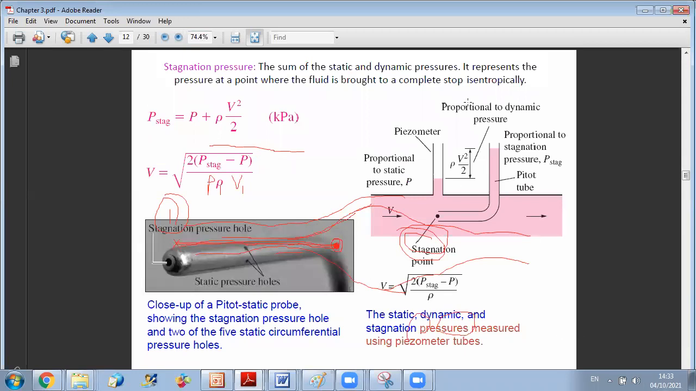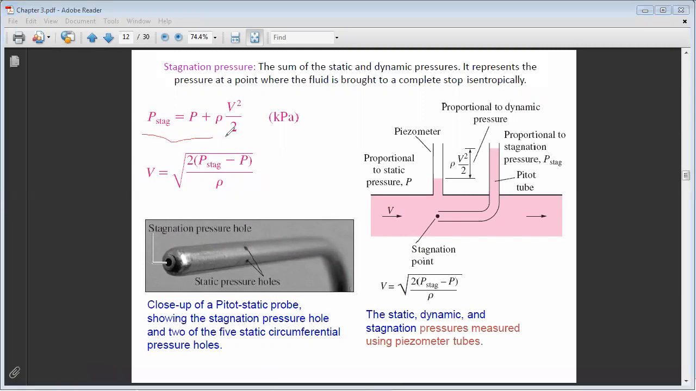Okay. Now, how to measure stagnation pressure? We have some devices that are used specifically to measure the stagnation pressure. Okay, so what is the idea? The idea is that the stagnation pressure is equal to the static pressure plus rho v square over 2. Okay, let us consider the following device.